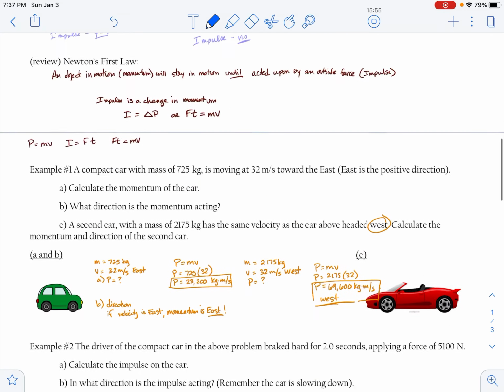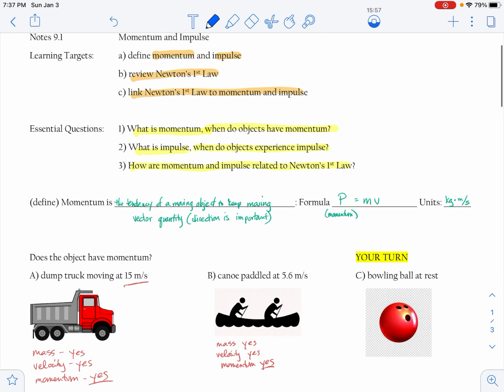Okay. So let's take a look. Did we answer our questions? What is momentum? Momentum is the tendency of a moving object to keep moving. Objects have momentum as long as they have mass and velocity. What's impulse? Impulse is the force that changes the motion. When do objects experience an impulse? Whenever they have a force over a time.